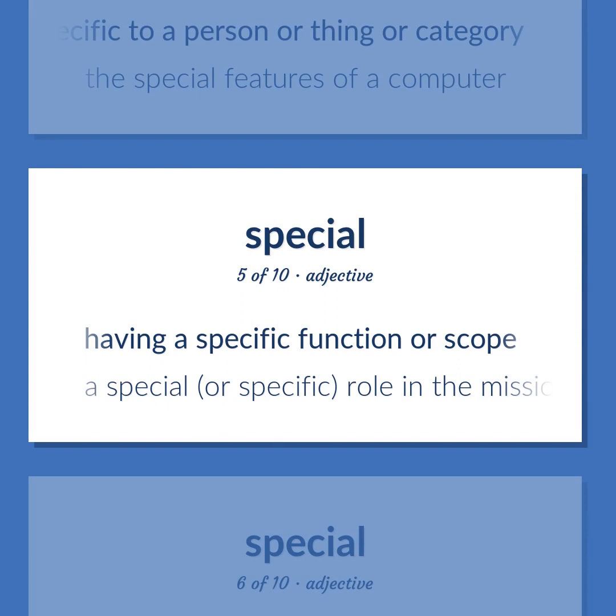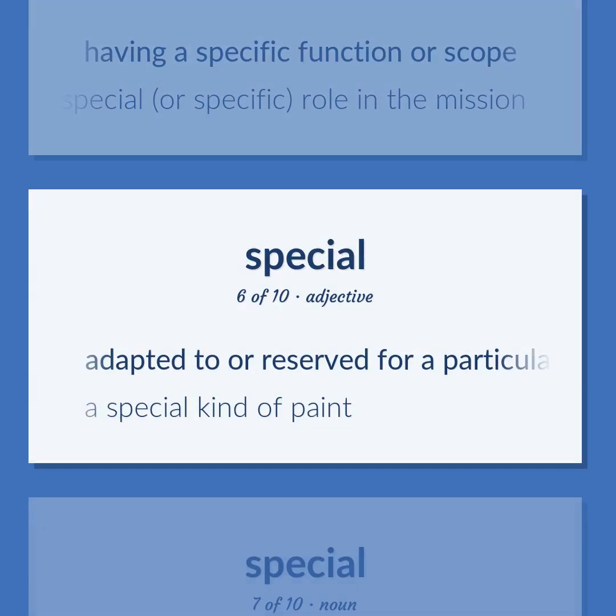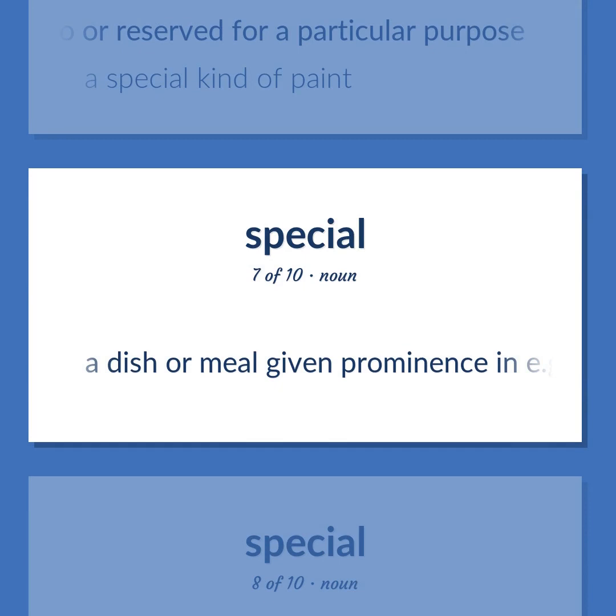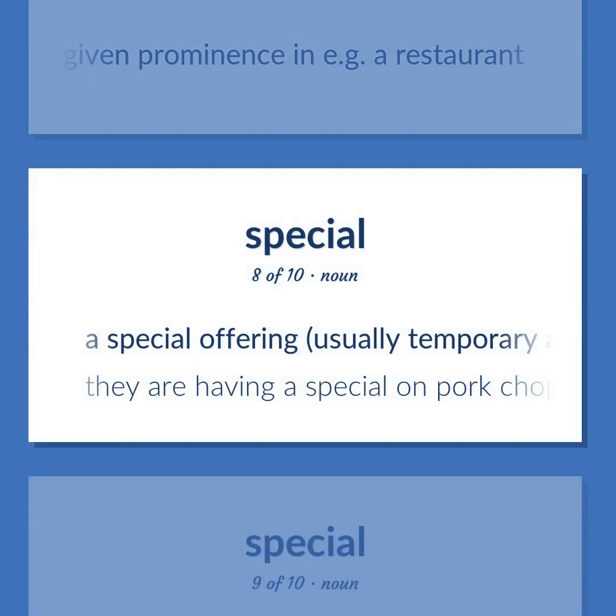Having a specific function or scope. A special, or specific, role in the mission. Adapted to or reserved for a particular purpose. A special kind of paint. A dish or meal given prominence in, e.g., a restaurant. A special offering, usually temporary and at a reduced price, that is featured in advertising. They are having a special on pork chops.